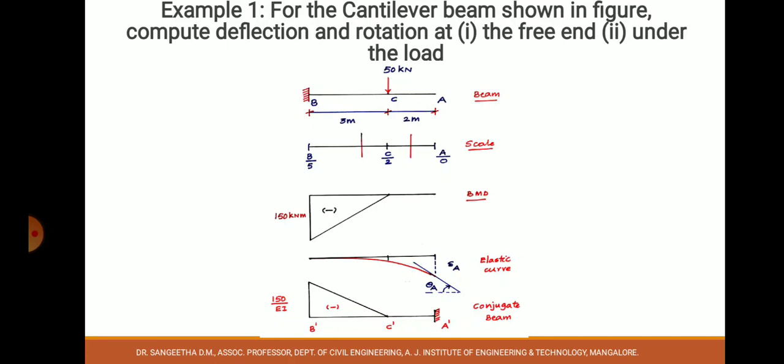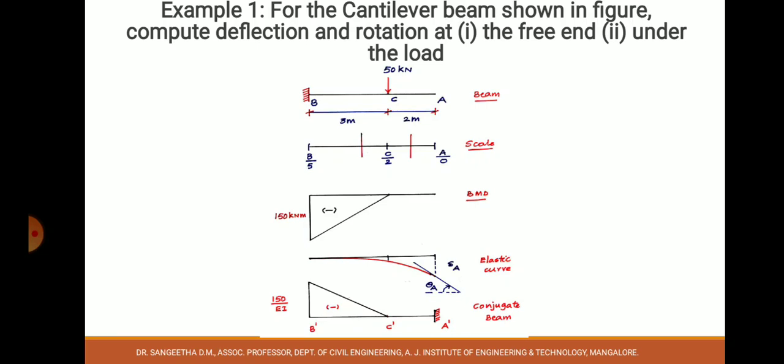So here is one small numerical example which we will be solving so that you can understand the concept of conjugate beam, real beam, slope and deflection. For the cantilever beam shown in the figure below, compute deflection and rotation at the free end and under the load. So the free end is at A, under the loading is at point C. So theta C, theta A, delta C, delta A are required, 4 parameters.